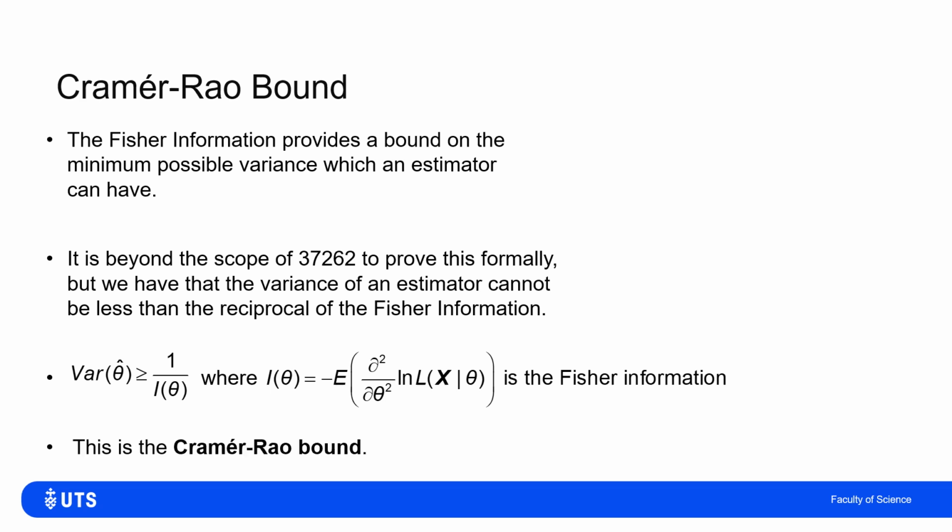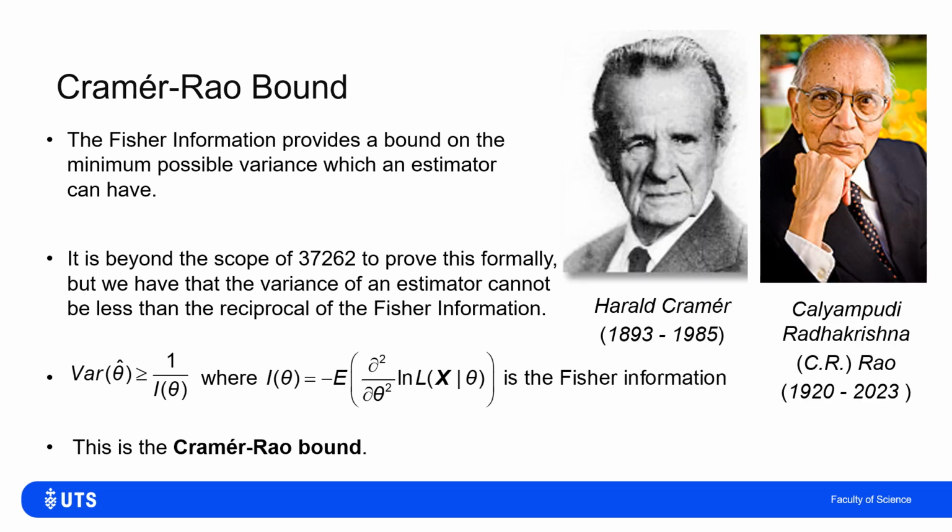Now that's known as the Cramér-Rao bound, named after these two gentlemen. One of them lived to be 102. So there you go. Statistics can keep you alive, seemingly.